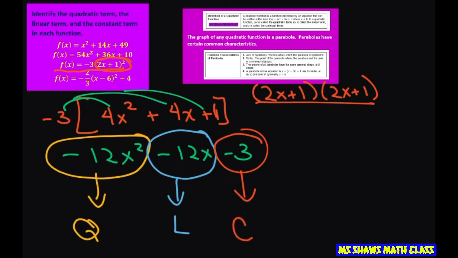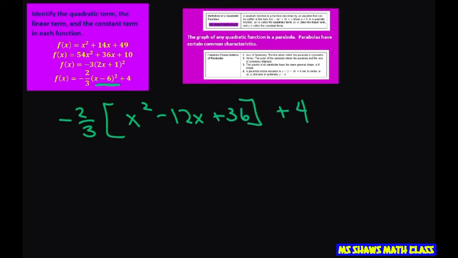Remember, the linear term is to the first power. The quadratic term is going to be squared. Linear is to the first power, and your constant term is x to the 0, that equals 1. So now let's do the last one, which is a little harder.